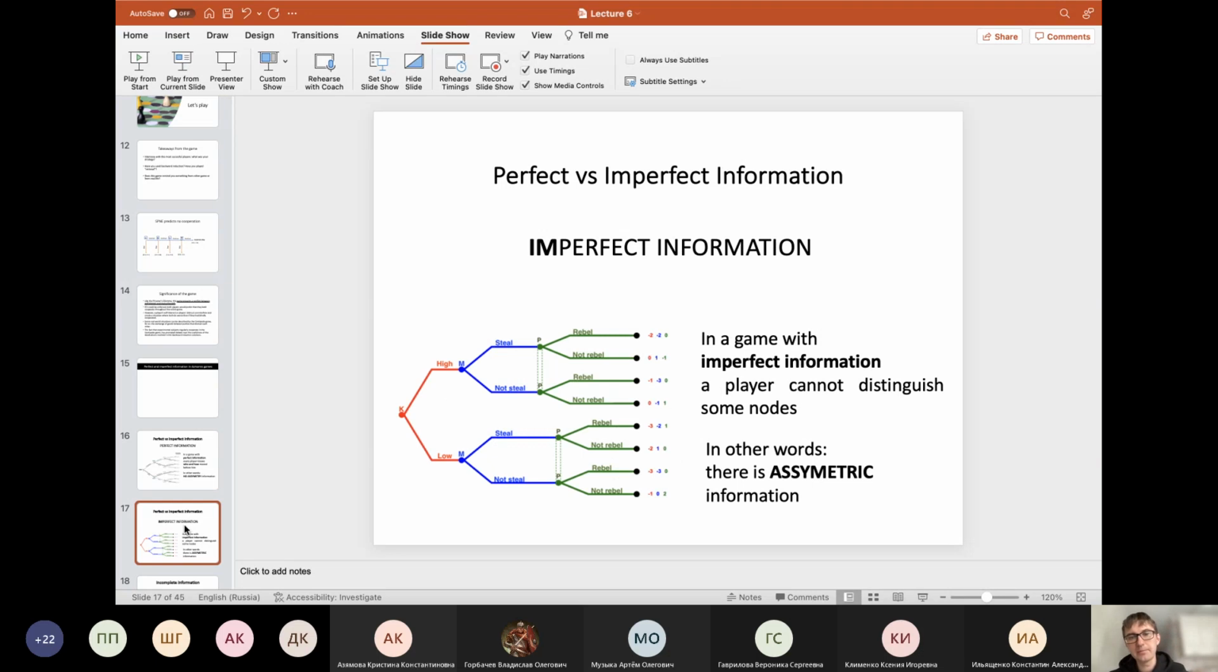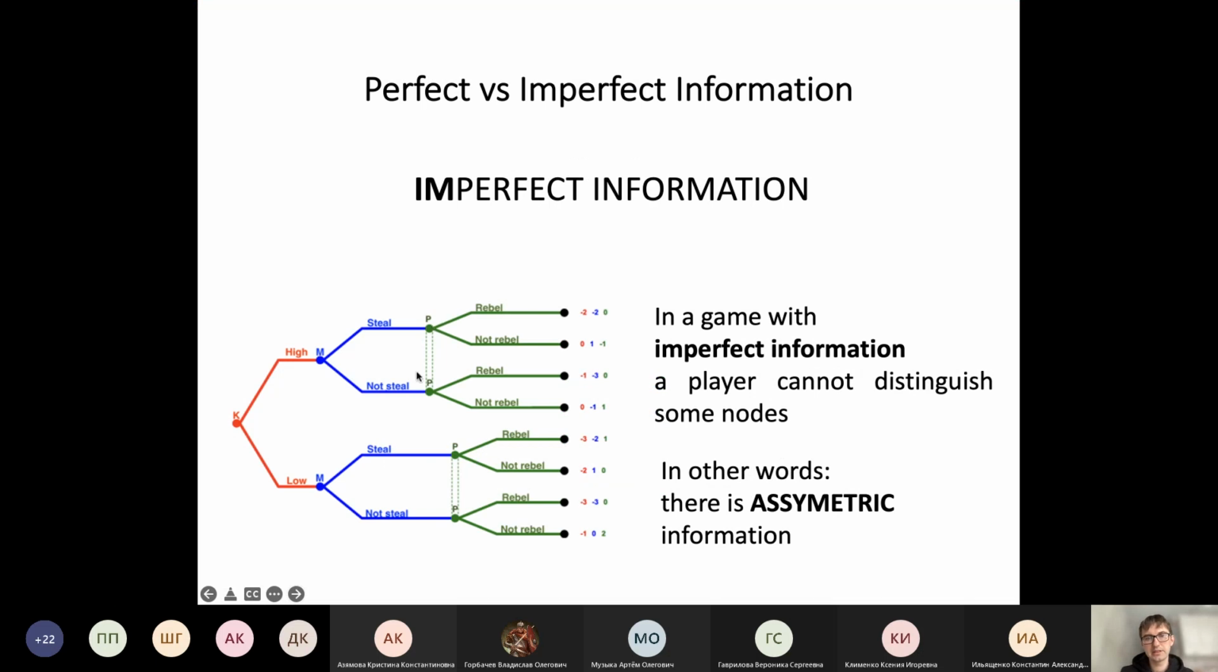A game with imperfect information is a new idea for us. In a game of imperfect information, a player cannot distinguish between nodes. This is how we show it on the tree. These are called information sets. We'll introduce this term in the next slide. In this particular information set, this player cannot distinguish between two nodes.